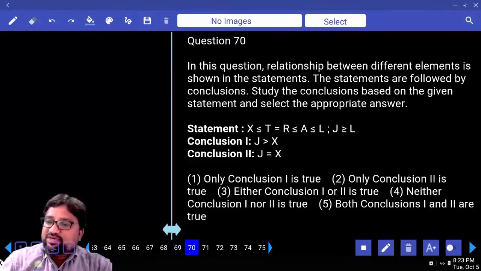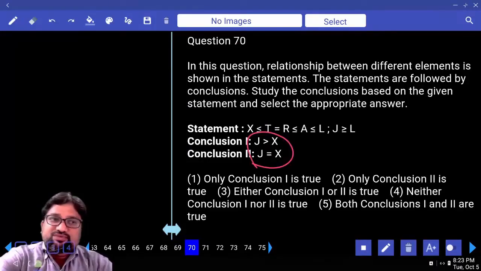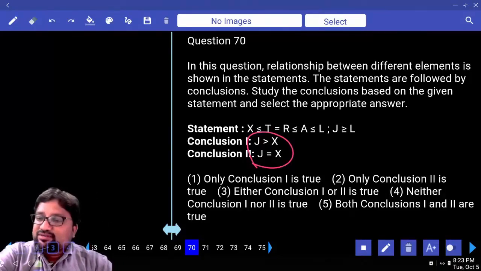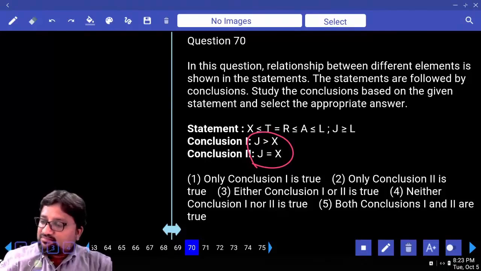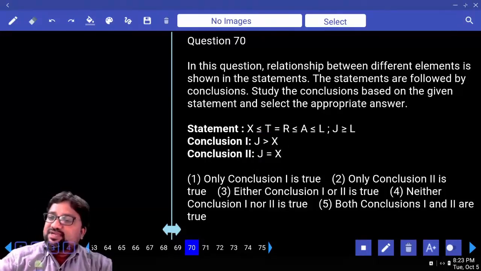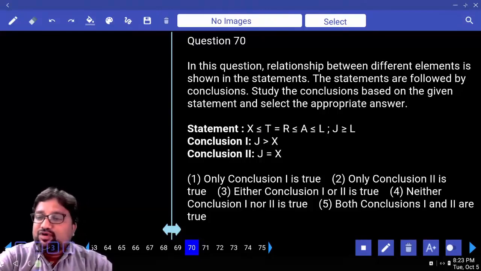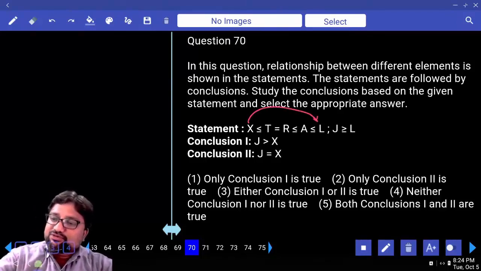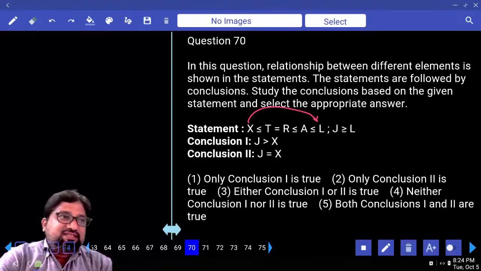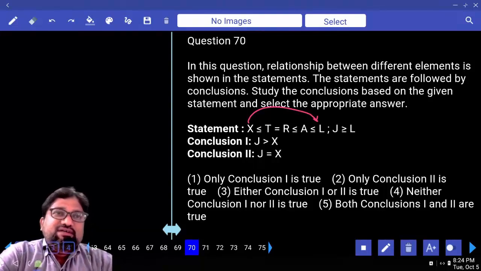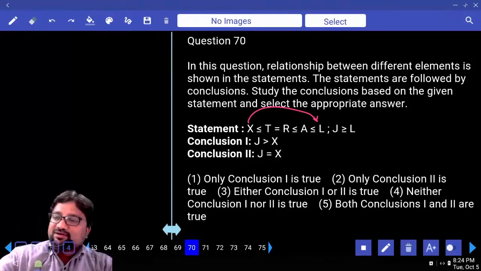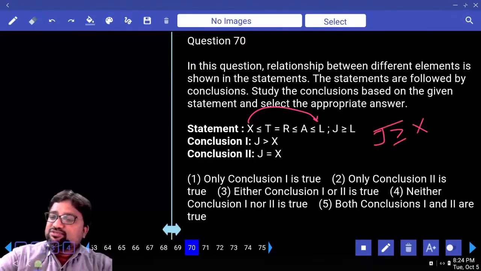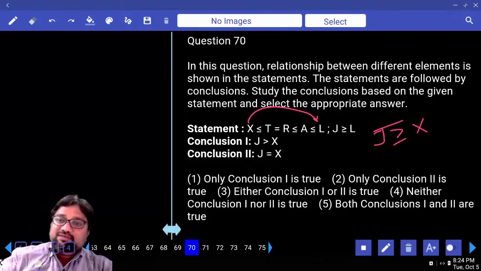Next. See, the same letters repeat. So there is a possibility that your answer can be either or. So let's try to find out the relationship between J and X. So J is greater than or equals to L. And what about L? What's the conclusion between X and L? Can you please tell me what's the conclusion between X and L? X is less than or equals to L. Reverse of that, L greater than or equals to X. Already J greater than or equals to L. And the conclusion is J greater than or equals to X. So directly, what is our answer? Either 1 or 2.